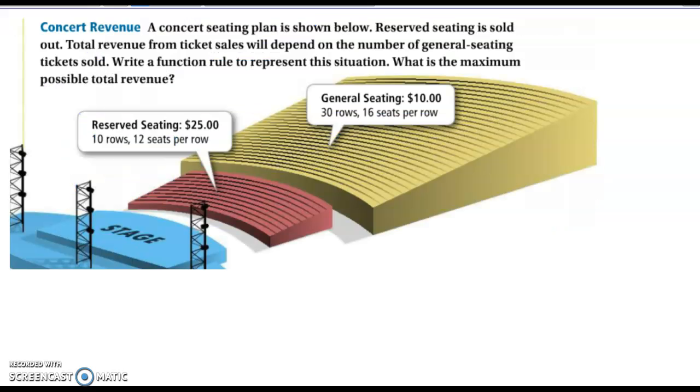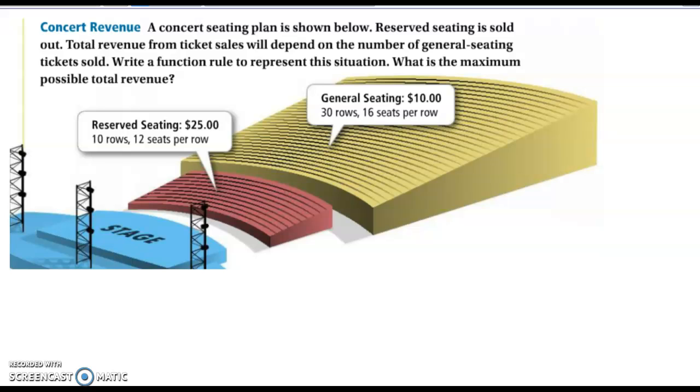All right, concert revenue. A concert seating plan is shown below. Reserve seating is sold out. Total revenue from ticket sales will depend on the number of general seating tickets sold. Write a function rule to represent this situation. What is the maximum possible total revenue?